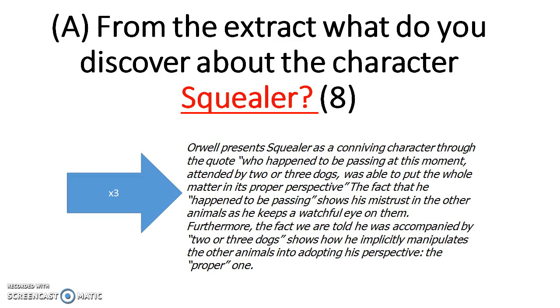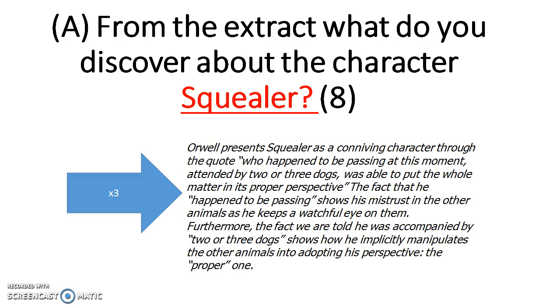So this is how I'm going to write. Orwell presents Squealer as a conniving character through the quote, "who happened to be passing at this moment, attended by 2 or 3 dogs, was able to put the whole matter in its proper perspective." The fact that he "happened to be passing" shows his mistrust in the other animals, as he keeps a watchful eye on them. Furthermore, the fact we are told he was accompanied by "2 or 3 dogs" shows how he implicitly manipulates the other animals into adopting his perspective, "the proper one."